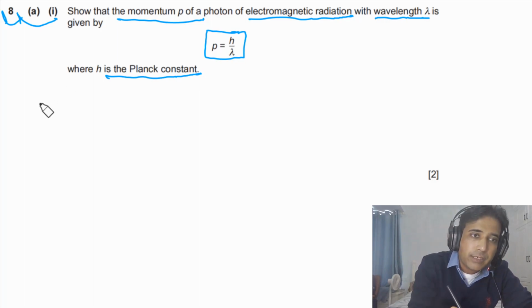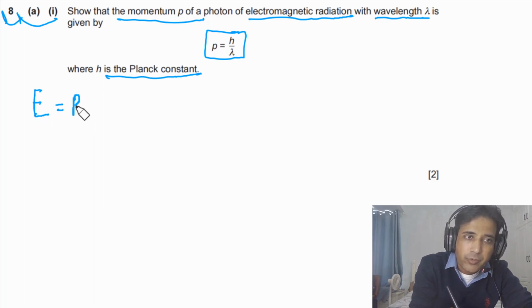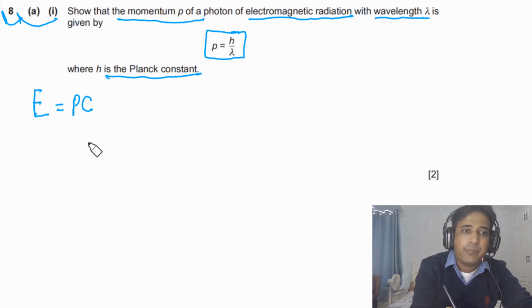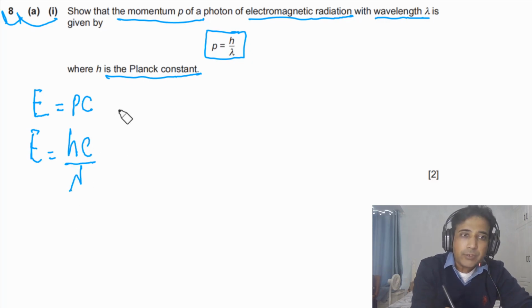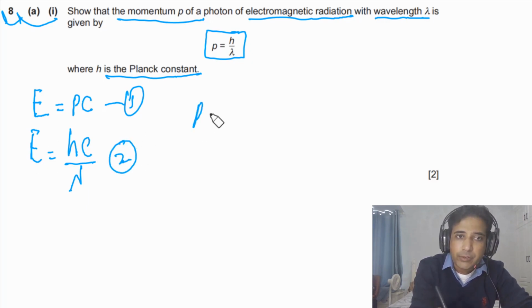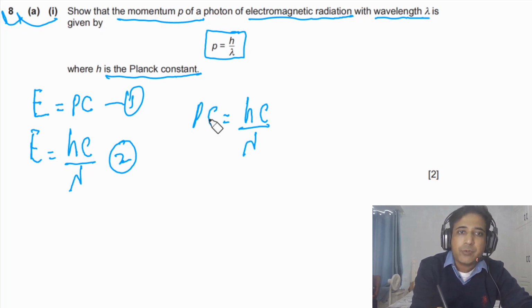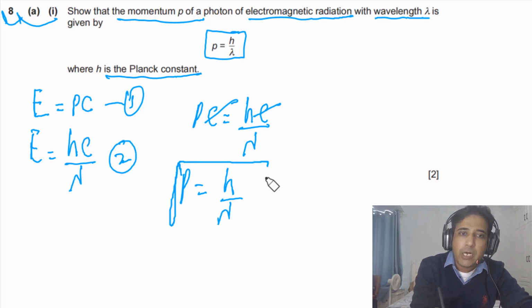First of all, we need to understand the energy of a photon. The energy of a photon can be written as the product of momentum and c. And the energy of a photon we can also write as hc over lambda. So this is equation 1 and this is the second equation. By comparing 1 and 2, we can write Pc equals hc over lambda. So c we can cancel, which means P is equal to h divided by lambda. So this is how you can answer.